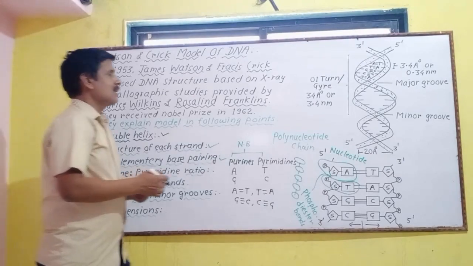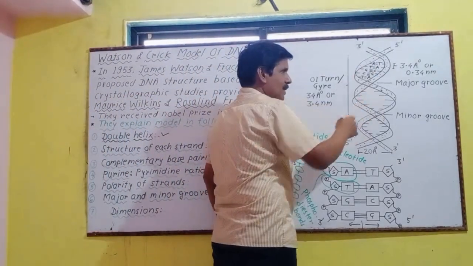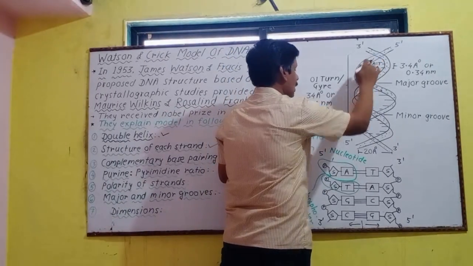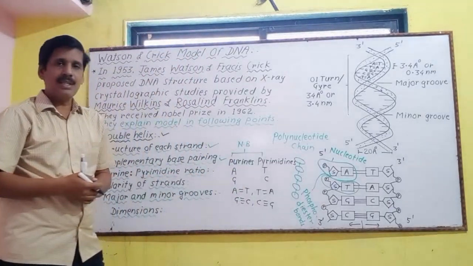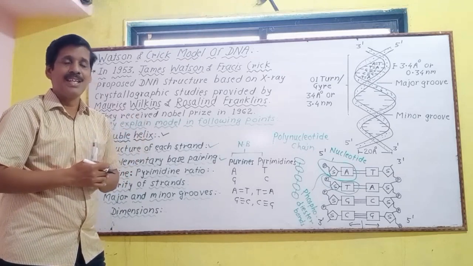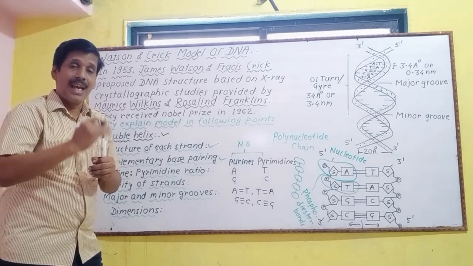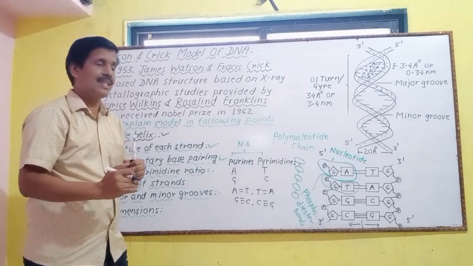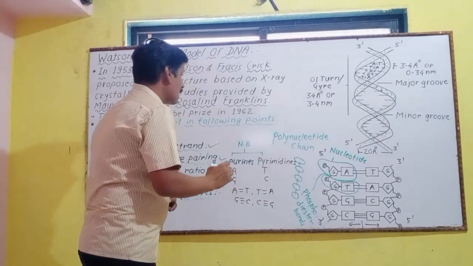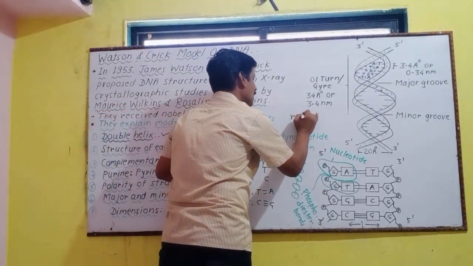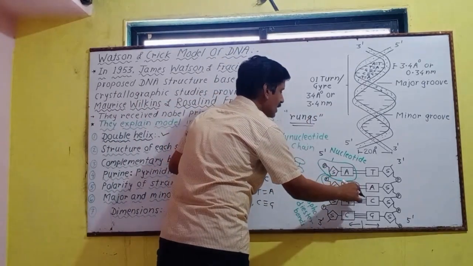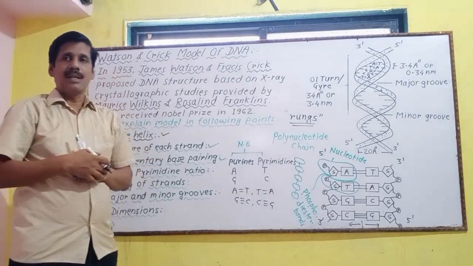In case of the DNA, these nitrogen bases are always present in base pairs. Each base pair along with the hydrogen bond is called a step of the ladder, because the structure of the DNA looks just like a ladder, and each step of the ladder is nitrogen bases along with the hydrogen bond. They are also called rungs. What is the meaning of rungs? Nitrogen bases along with the hydrogen bond are called rungs.